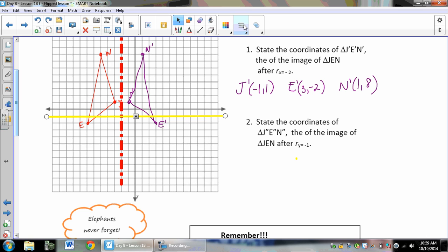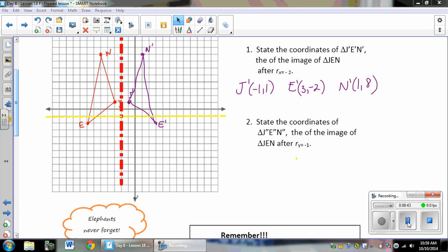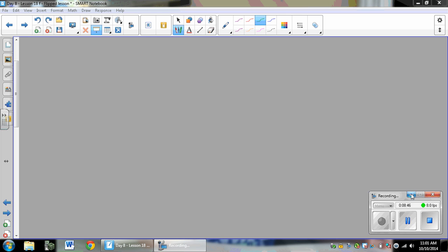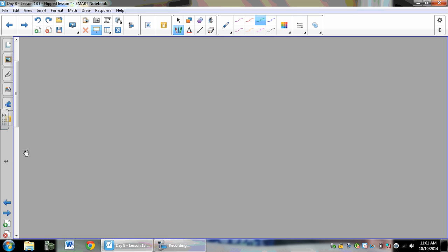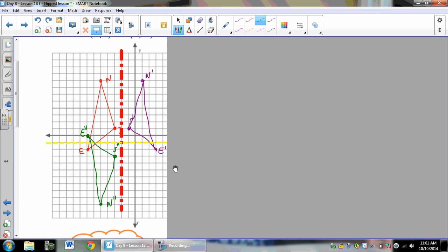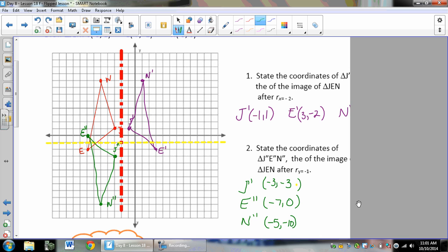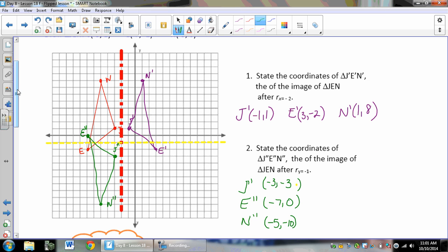And I want you guys to pause this and flip over that line. All right, so pause and flip over. We'll come back and check. All right, so if you flipped over the line, you should see an image that looks like this. The unique part about this image is that the line of reflection went through the shape. That's okay. You still reflect everything point by point. E flips over and comes up here. J flips over, N flips over, and then you get the coordinates of -3, -3, -7, 0, and -5, -10.